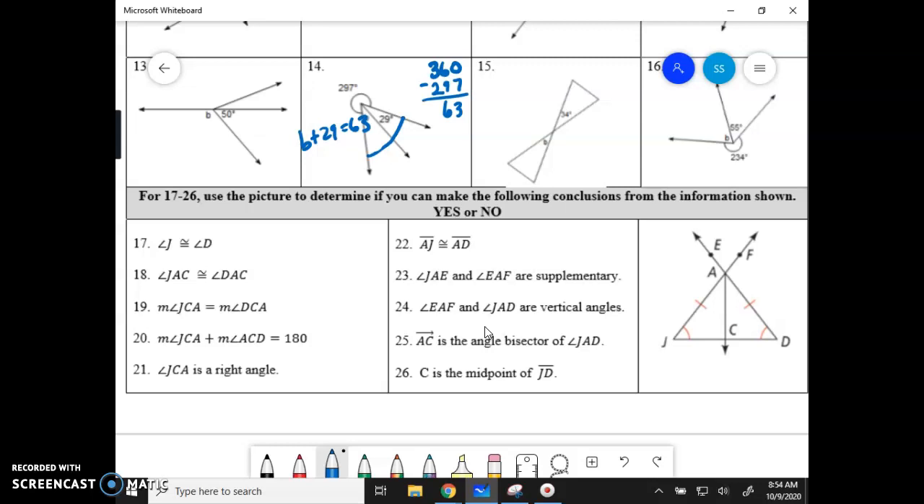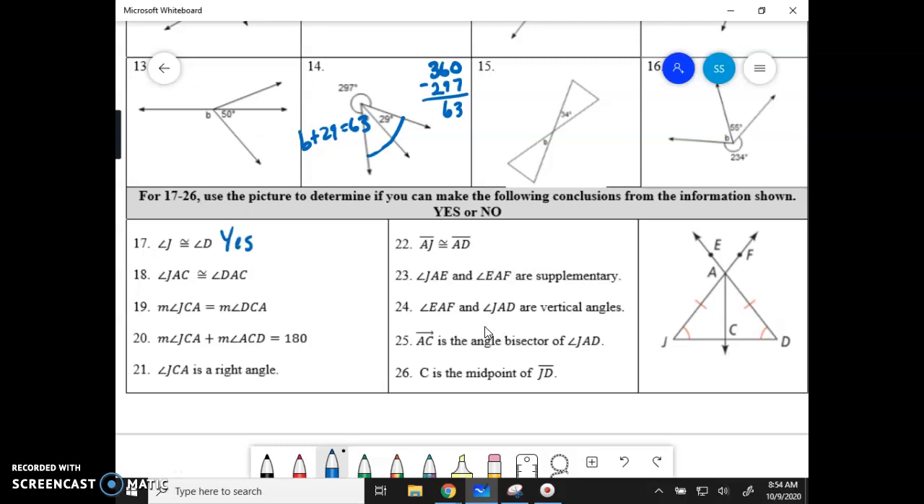Okay, so number 17, angle J, right here, and angle D are congruent. Is that true? Yes, it is, because of these markings right there. Those are showing that the angles are congruent. So yes, that is true.